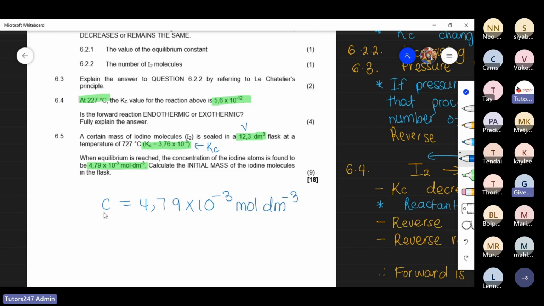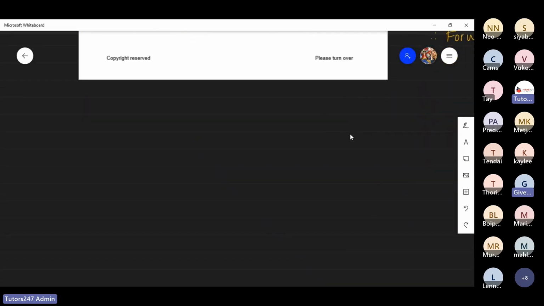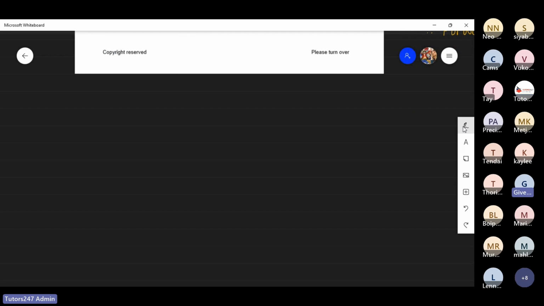Now, which concentration is this? This is concentration at equilibrium. So keep that in mind. It's not any concentration, it's concentration at equilibrium. What do we need to calculate? They say calculate the initial mass of the iodine molecules in the flask. So we are calculating mass initial, the initial mass of our iodine molecules. So let's start. How do we calculate initial mass? Let's start there. So this is question 6.5.